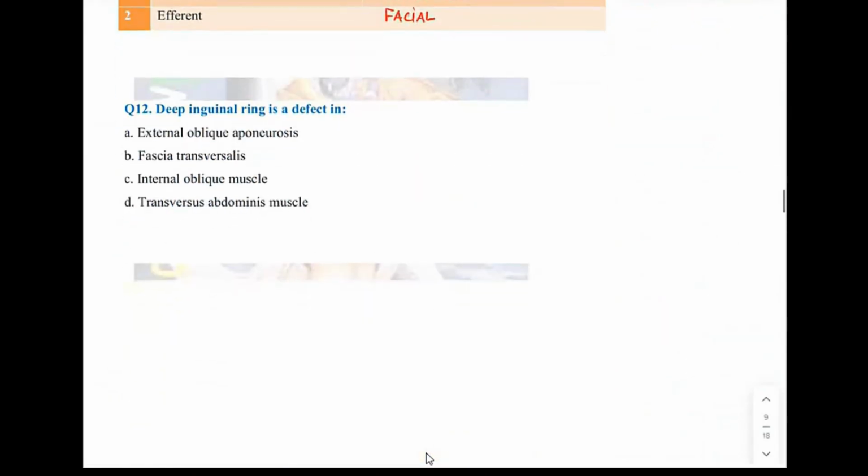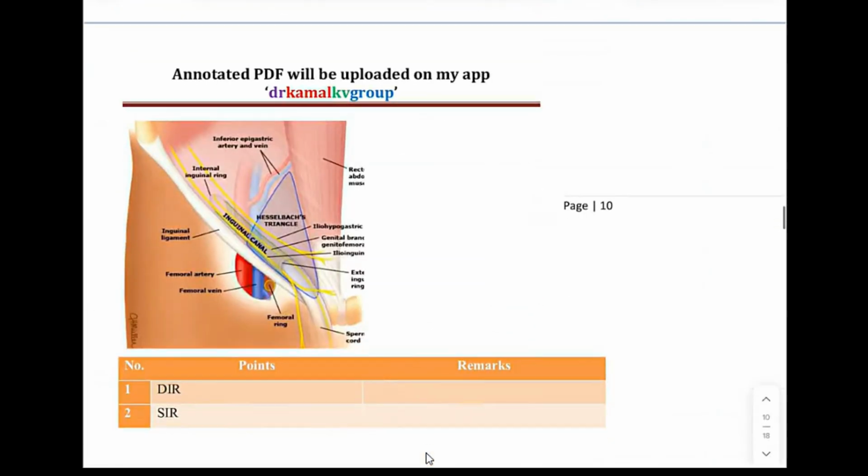Then the deep inguinal ring. Now this is very important from the surgery point of view. If we look at the anatomy of the inguinal canal, there is one deep inguinal ring and one superficial inguinal ring, and between the two rings lies the inguinal canal. Suppose this is the deep inguinal ring, this is the superficial inguinal ring, and this is the inguinal canal.